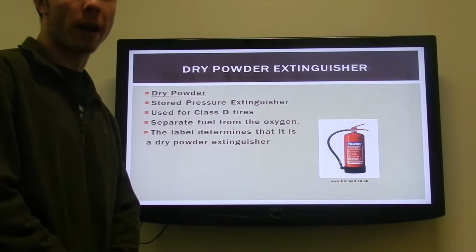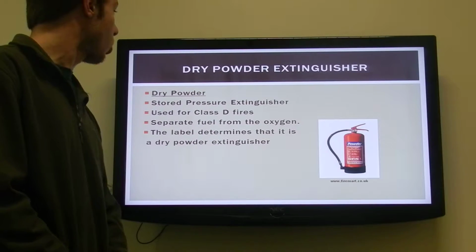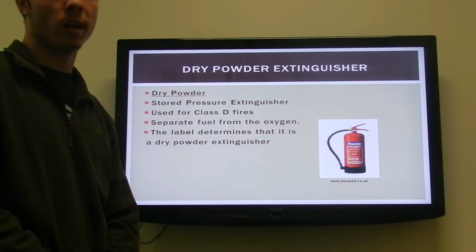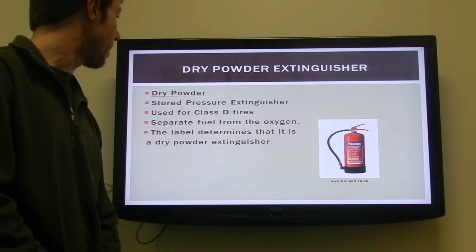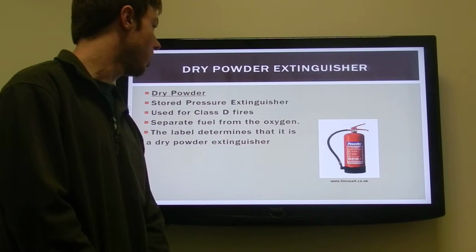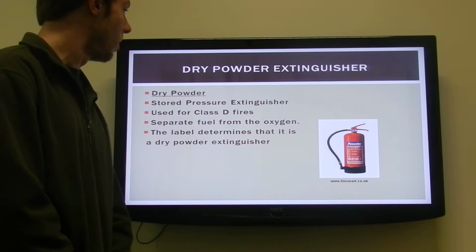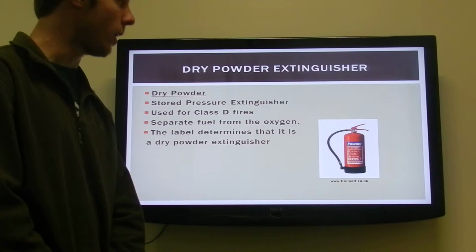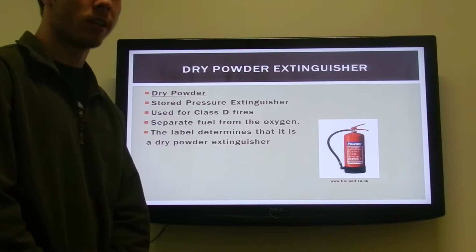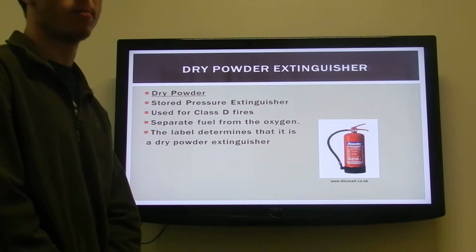And next is the dry powder extinguisher. It is a stored pressure extinguisher used for Class D fires. It separates fuel from the oxygen, and you can tell by the hose and the label. These are mainly used for metal fires because you have to make sure that the agent doesn't react with the metal.